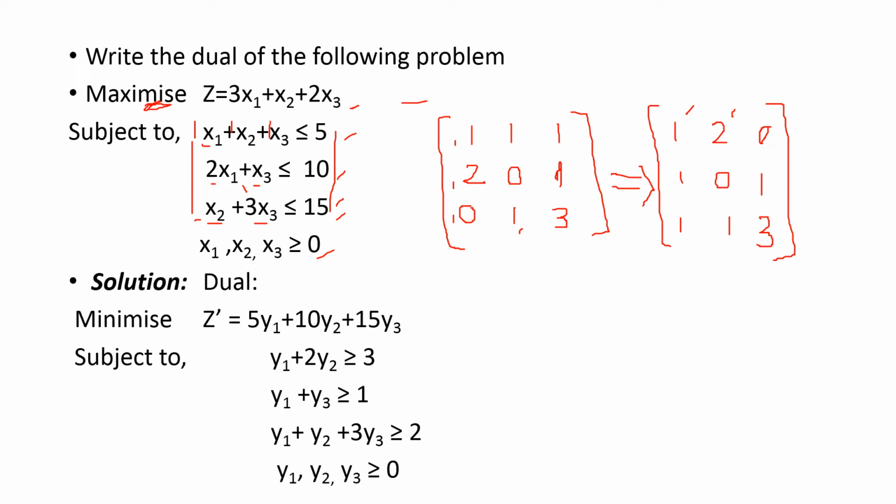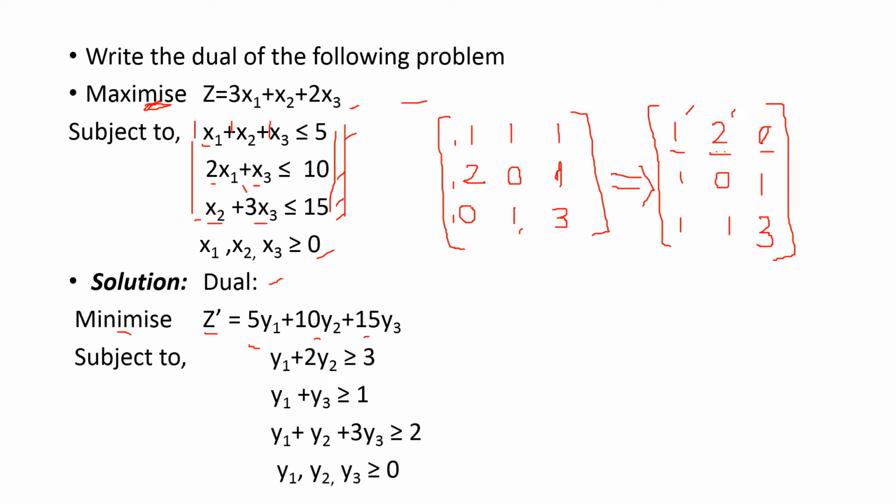Now come to the solution. I will explain again. Dual, here it is maximize, so go with minimize. Z dash is equal to, the constants on the right hand side are 5, 10 and 15. So 5y1 plus 10y2 plus 15y3. Now come to the constraints. Take these values. Y1 is here, Y2 is here, no Y3, right? So y1 plus 2y2, this gives the coefficients.